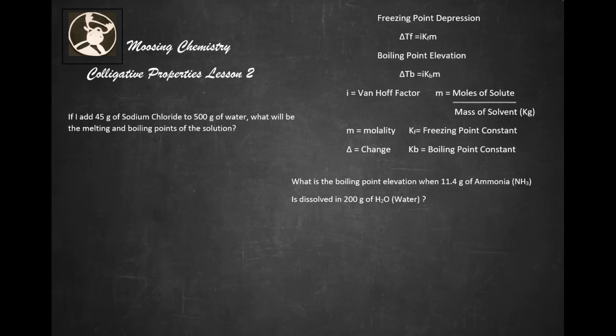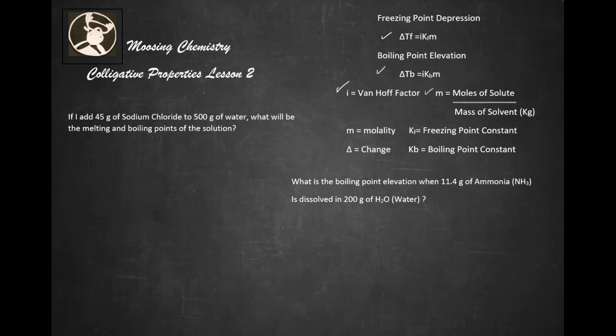This is Colligative Properties lesson number 2. Remember that we're going to be using the freezing point depression, which is delta TF equals i Kf m, and the boiling point elevation, which is delta TB equals i Kb m. We're also going to be using the van't Hoff factor today, and we're going to be using molality, which is moles of solute over mass of solvent in kilograms. All right, let's go ahead and get started.